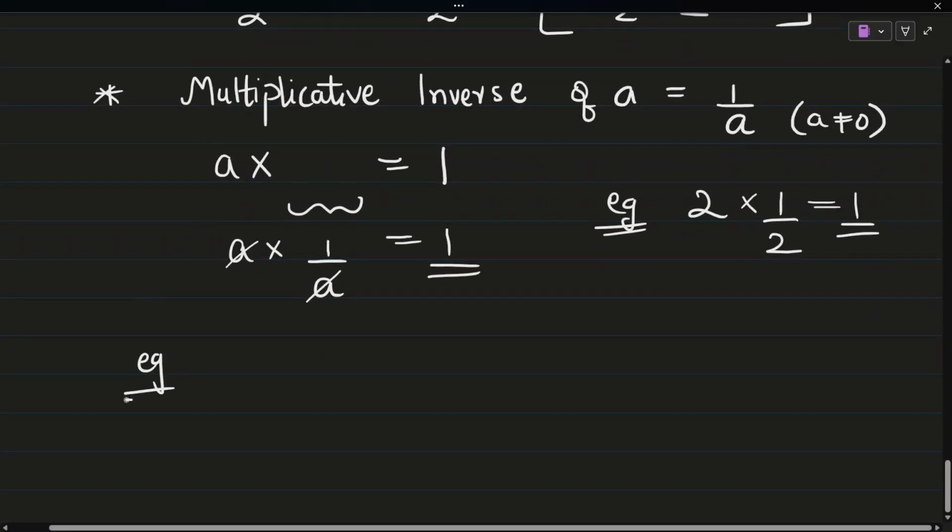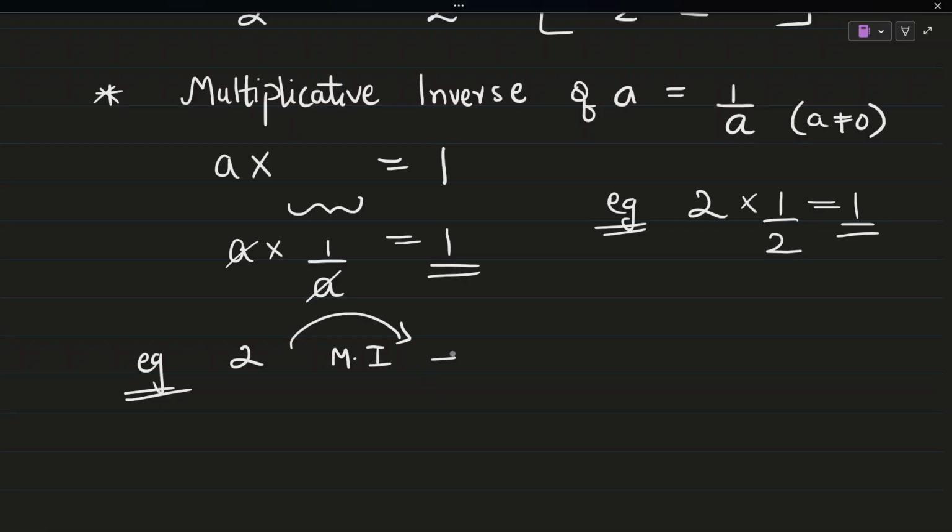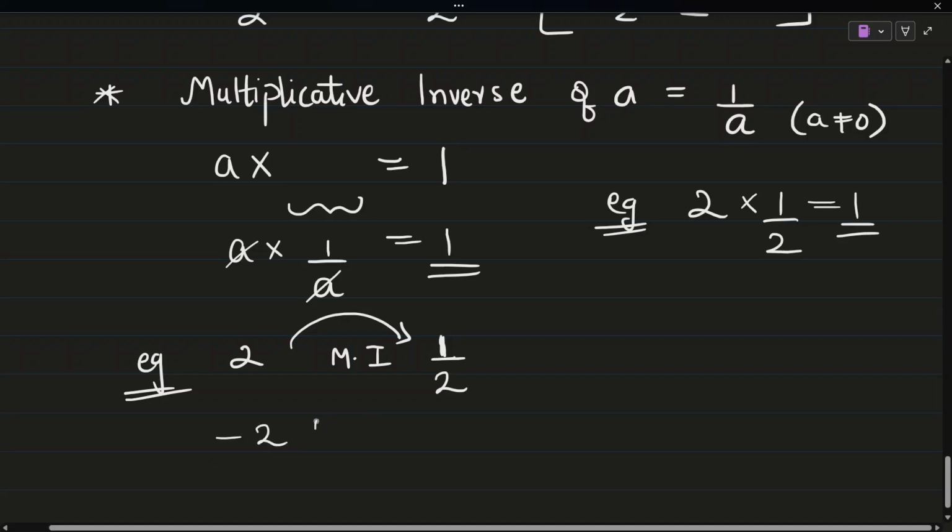So these are a few examples. 2's multiplicative inverse, I am going to simply write multiplicative inverse as MI, is going to be 1 by 2. Okay, what will be the multiplicative inverse of minus 2 then? The multiplicative inverse of minus 2 will be minus 1 by 2.